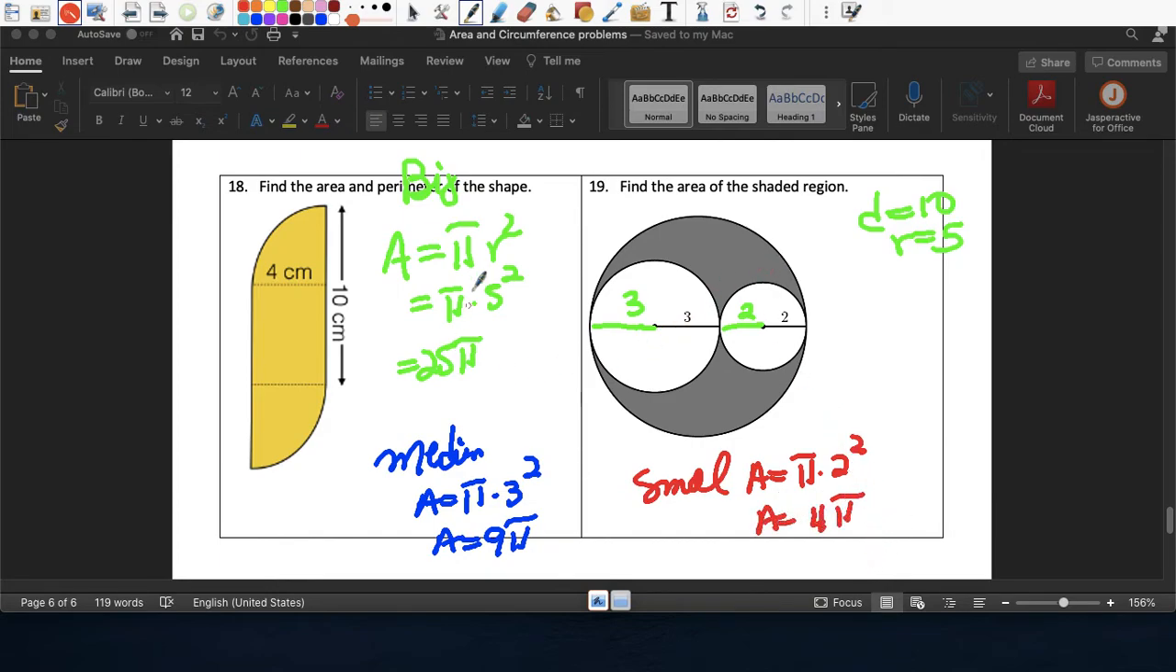So the big one's 25 pi. I have to subtract 9 pi and 4 pi. So the area that I'm interested in is 25 pi minus 9 pi minus 4 pi. The final answer is 25 minus 13, which is 12. 12 pi units squared. Okay, so I think it's super easy.